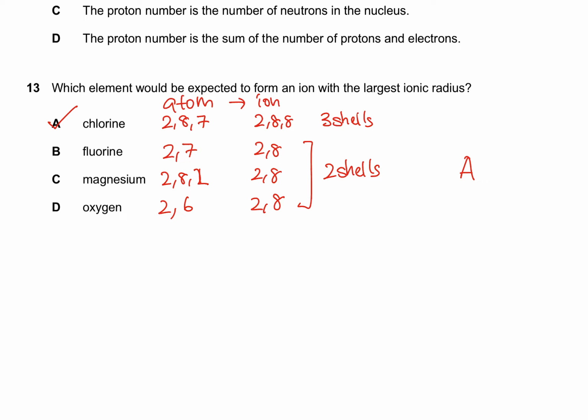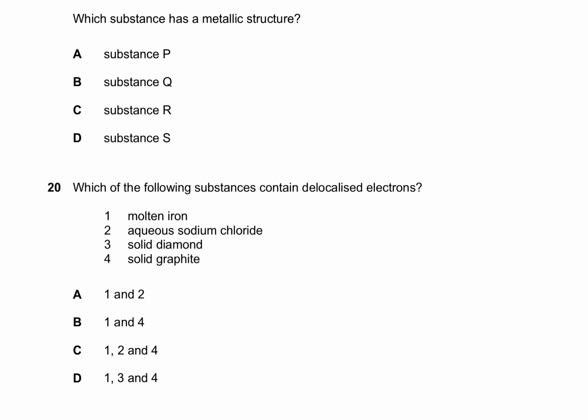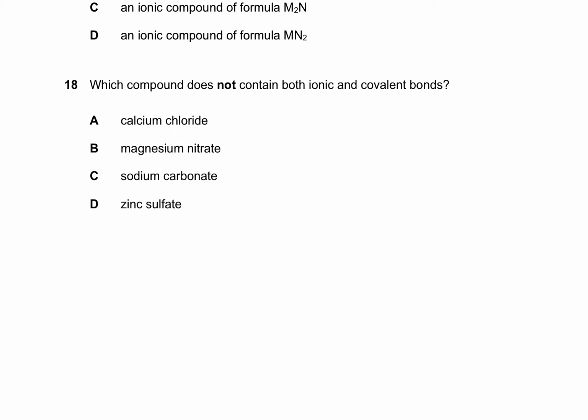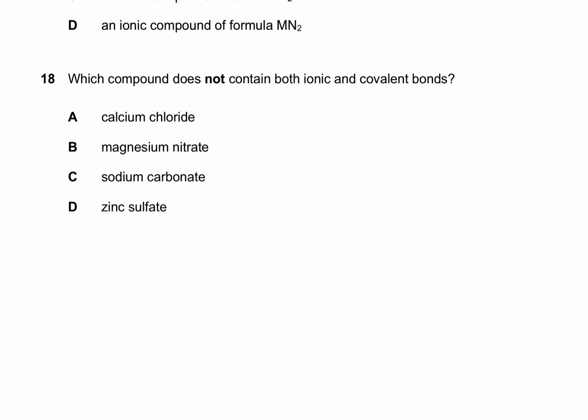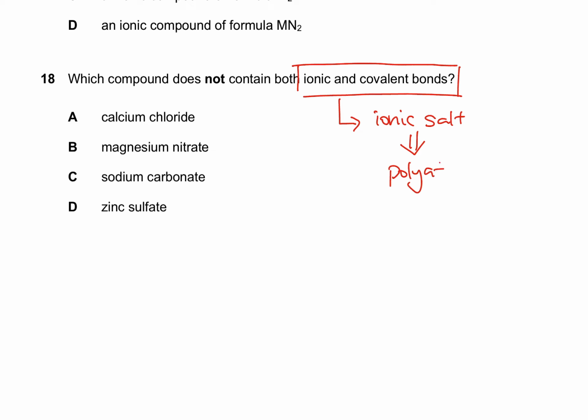Moving on, question 18. Over here, question 18, which compound does not contain ionic and covalent bonds? So if there's a compound that contains both ionic and covalent bonds, it will most likely be an ionic salt, right, that contains a polyatomic ion. So what is a polyatomic ion? Poly means many, atomic means atom. So a polyatomic ion is an ion that contains many atoms.